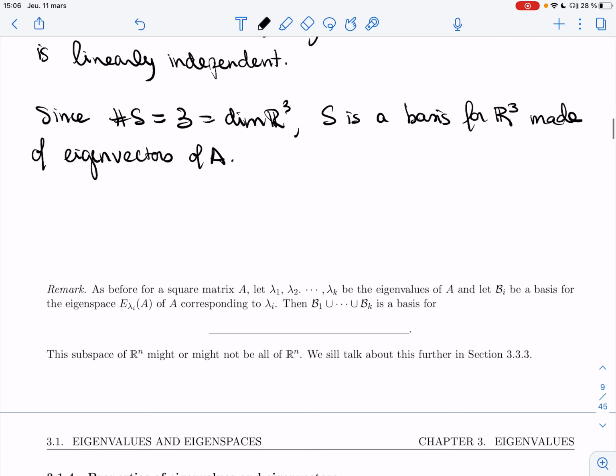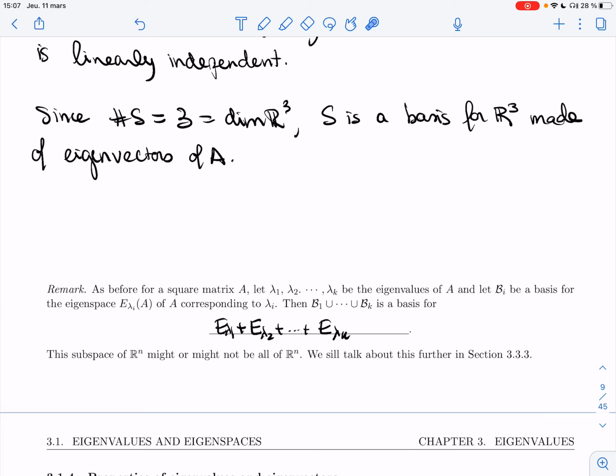All right, so in general, if you take all of these bases, B1 through BK, and you put them together, that's going to be a basis for the sum of the eigenspaces of A. This subspace might or might not be all of Rn.